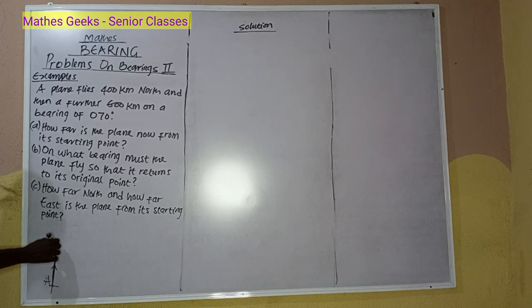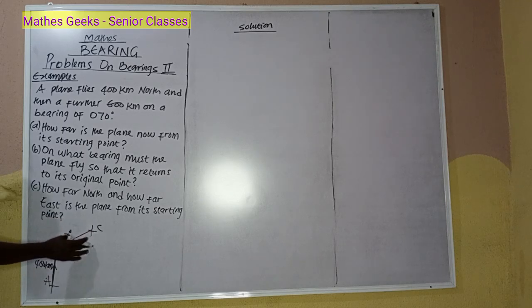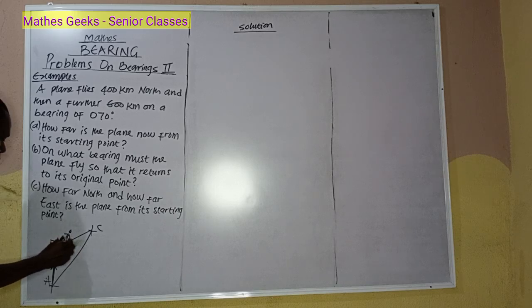Let's call this point B. From this point, 070 degrees. Let's call the final destination C. This is 070 degrees, and this is 600 kilometers, and here is 400 kilometers. So let's connect these two points. That's the distance. All right, so this is what we're going to get.